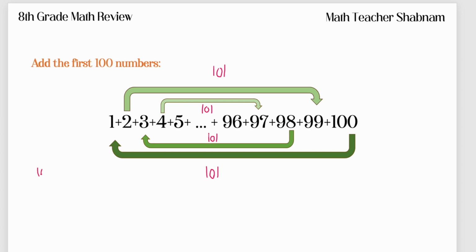Well, we had 100 numbers that we wanted to add together. Since we are talking in terms of pairs, we can divide that by 2. We have 50 pairs of 101s. Let's multiply that. This is going to give us 5,050. The sum of the first 100 natural numbers is 5,050.